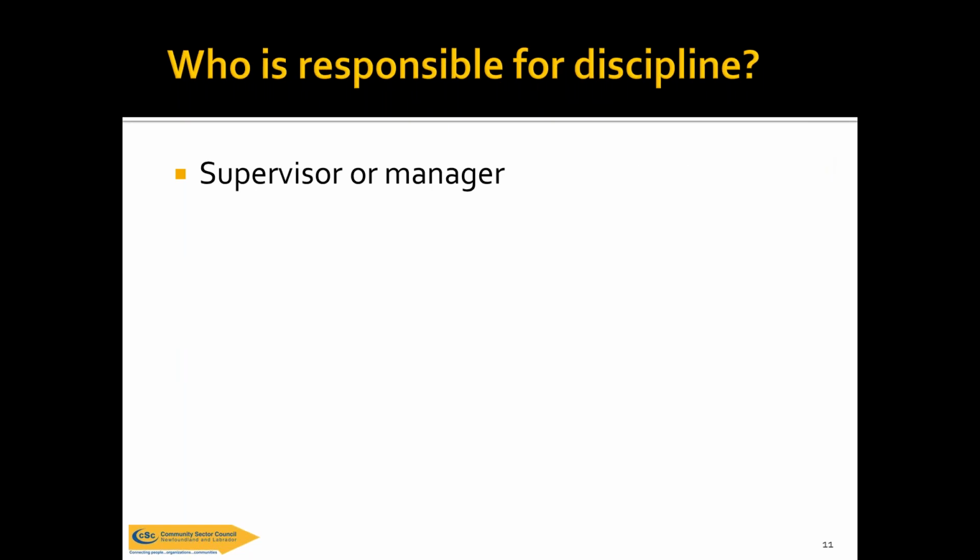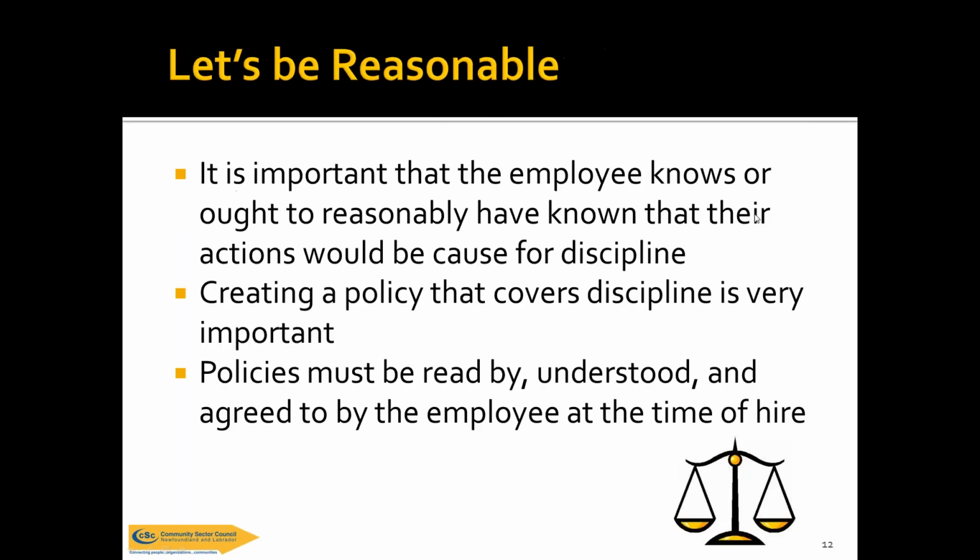So who is responsible in an organization, a nonprofit organization, for discipline? Quite often, this is a simple answer, the supervisor or the manager, and it could sometimes be the CEO. And it could be a combination of two. It could be a supervisor and a CEO, or a manager and a CEO that must carry out the disciplinary process.